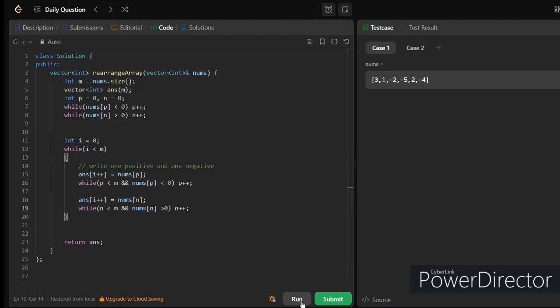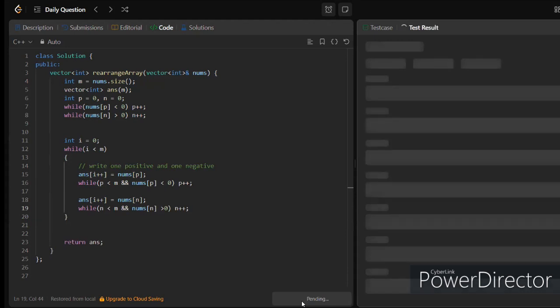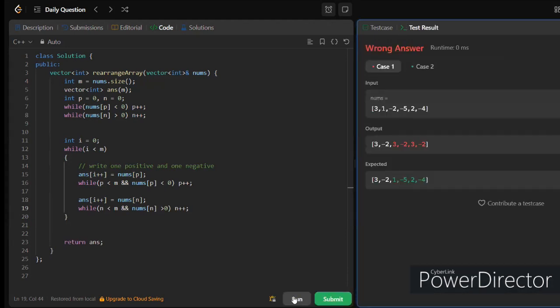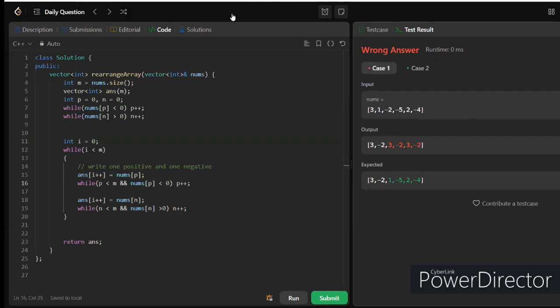Let's run it. What happened? We made a harmful mistake. Look at our output. What? We just print 3, negative 2, 3, negative 2?